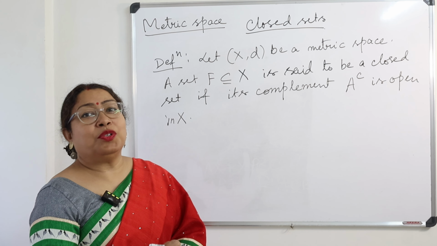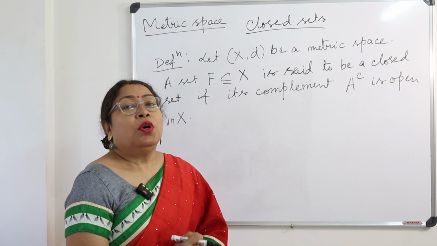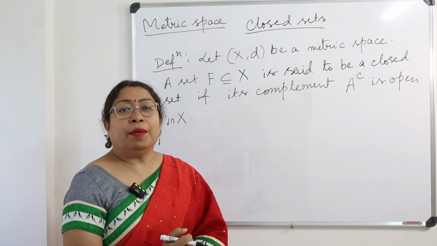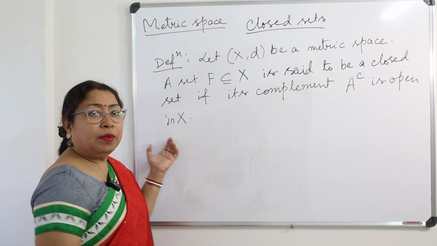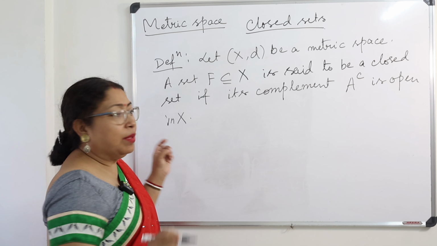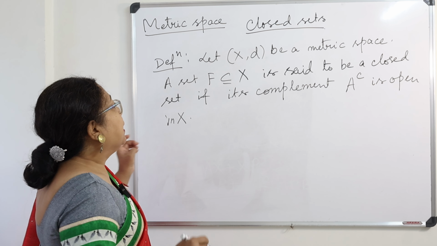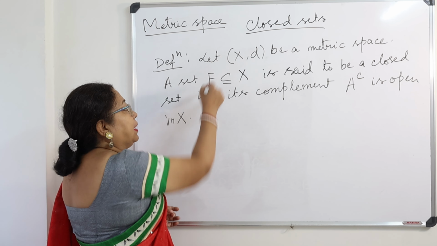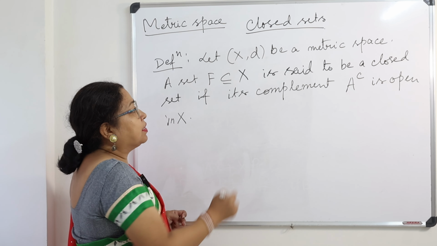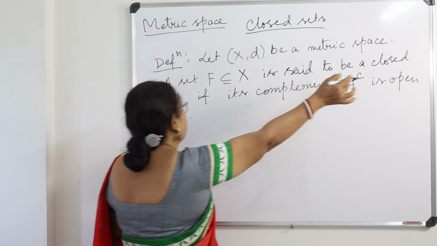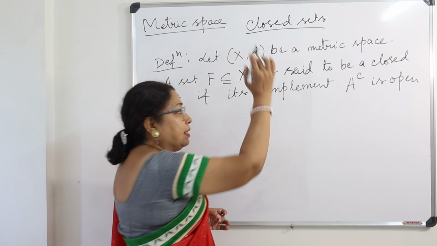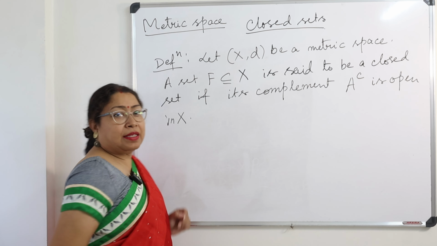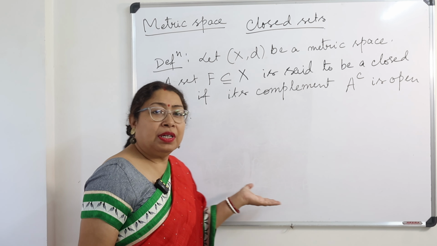Today we are going to discuss closed sets in a metric space. One of the definitions is that a subset F of a metric space (X, d) is said to be a closed set if its complement F^c is open in X. It is one of the approaches.